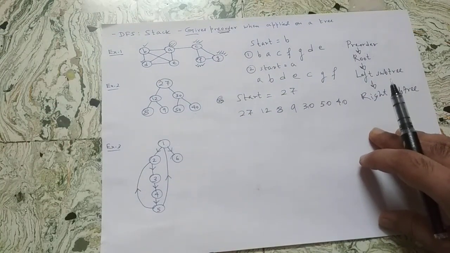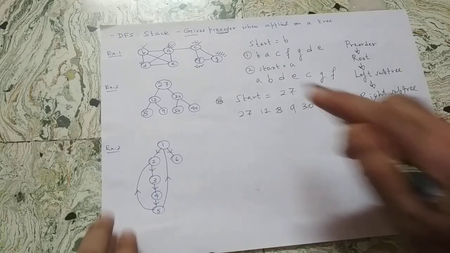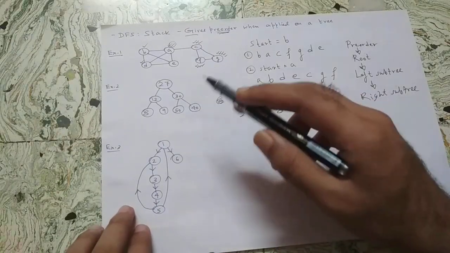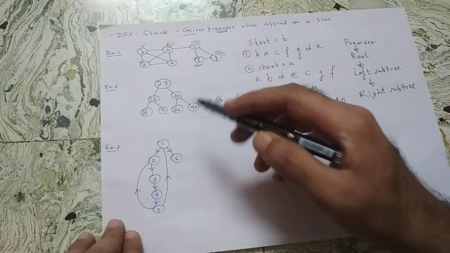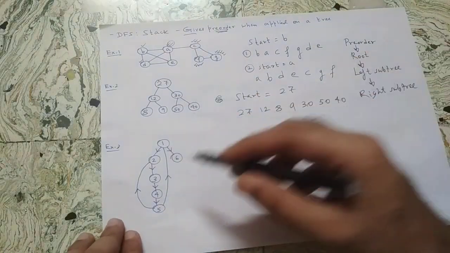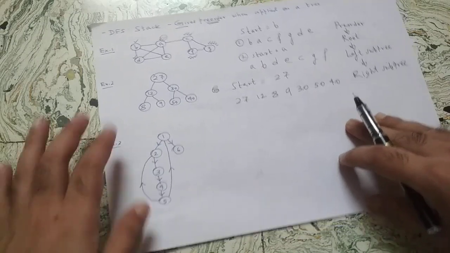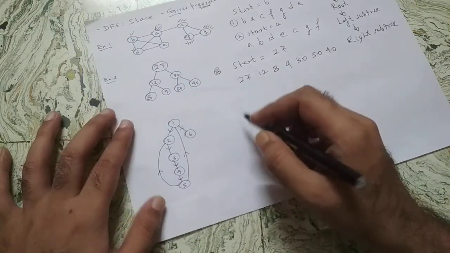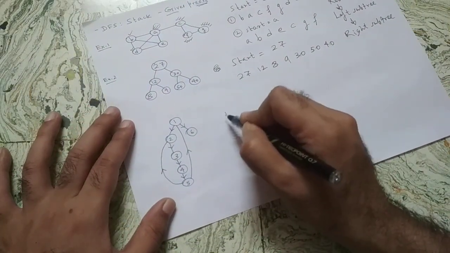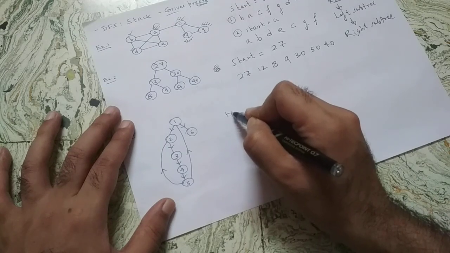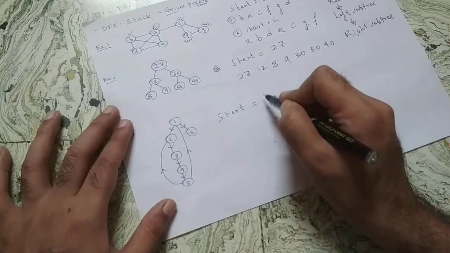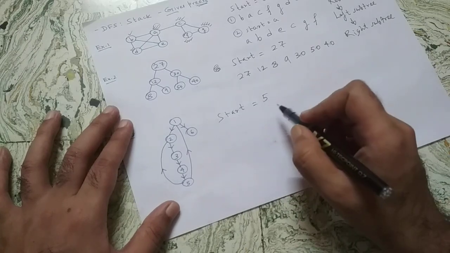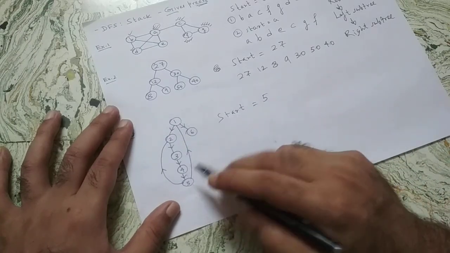Now, just like BFS could have been applied on undirected graphs as well as directed graphs, DFS can also be applied on undirected graphs as well as directed graphs. So let's see how we can apply DFS on this graph. You can get many possible traversals. I'll show you one of them. So let my start vertex be, let's say, 5. Let's try something different. Let's not start with 1, let's start with 5.